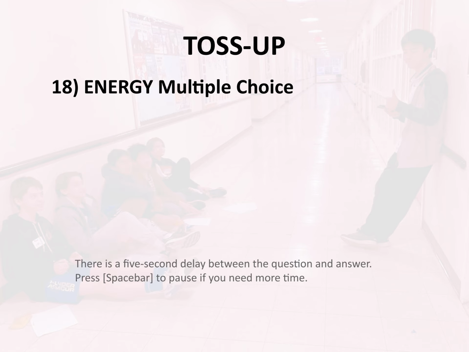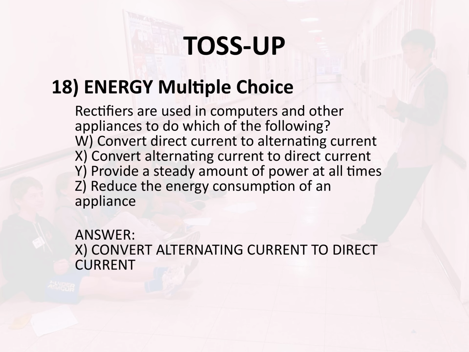Toss-up 18. Energy. Multiple choice. Rectifiers are used in computers and other appliances to do which of the following? W. Convert direct current to alternating current, X. Convert alternating current to direct current. Y. Provide a steady amount of power at all times. Z. Reduce the energy consumption of an appliance. Answer, X. Convert alternating current to direct current.